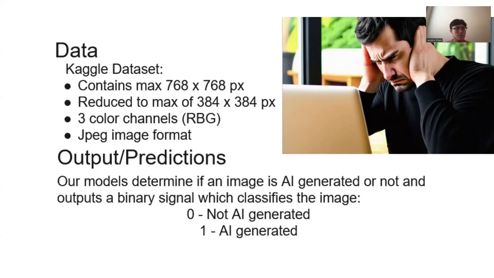So the data that we were using is a Kaggle data set. They have 79,950 JPEG images, 93.7% for training, and then 6.3% for testing. It contains 768 by 768 pixels. We have reduced it down to a max of 384 by 384 pixels, three color channels, and the image format is going to be in JPEG. For our output, we wanted to determine if the image is AI generated or not, and output a binary signal which classifies the image, where zero is going to be not AI generated and one being AI generated.